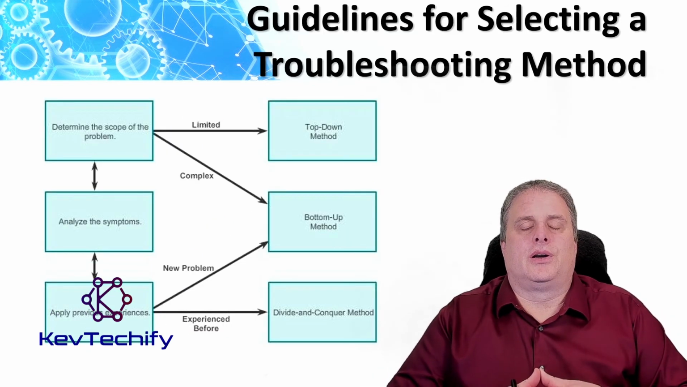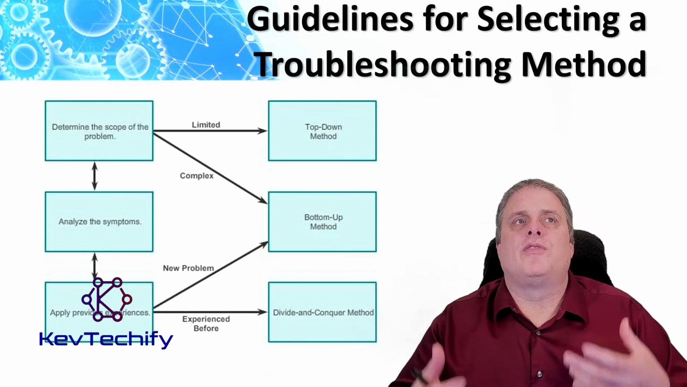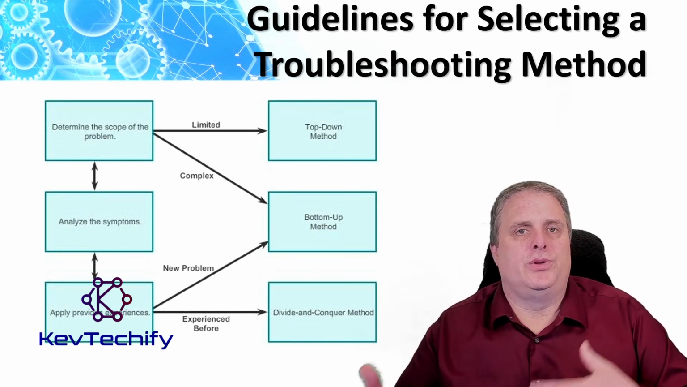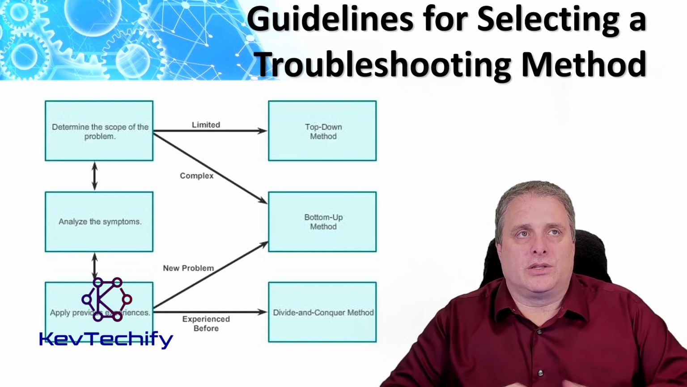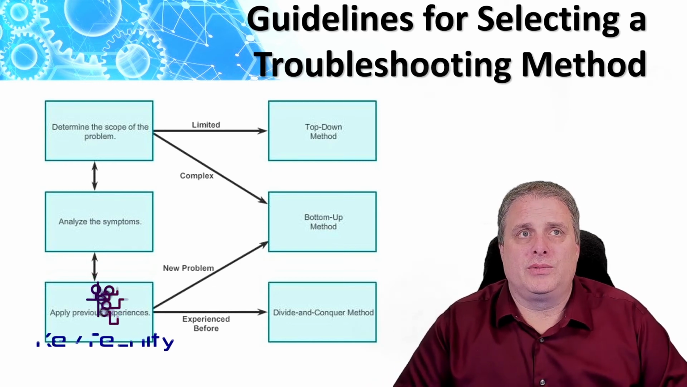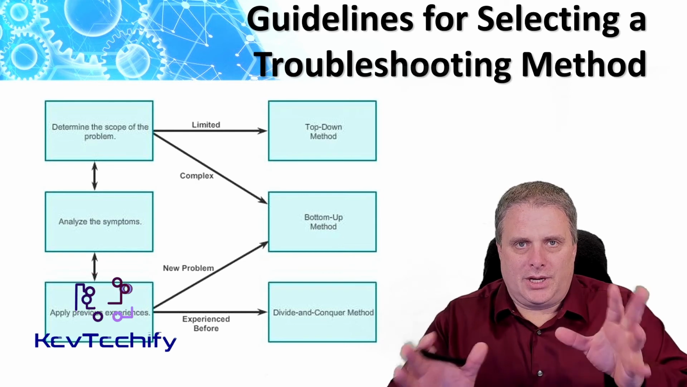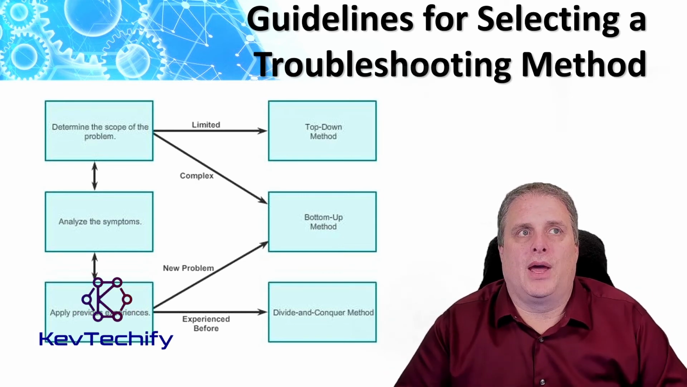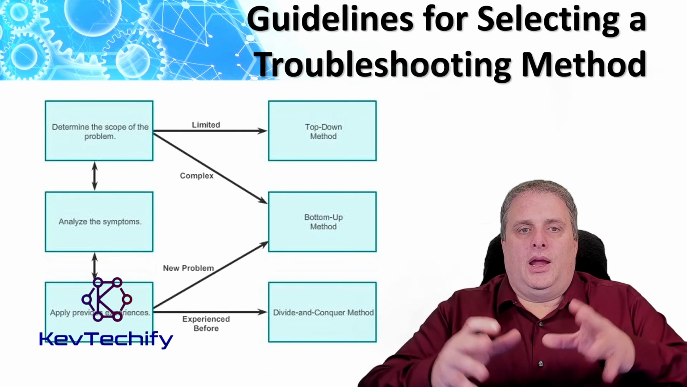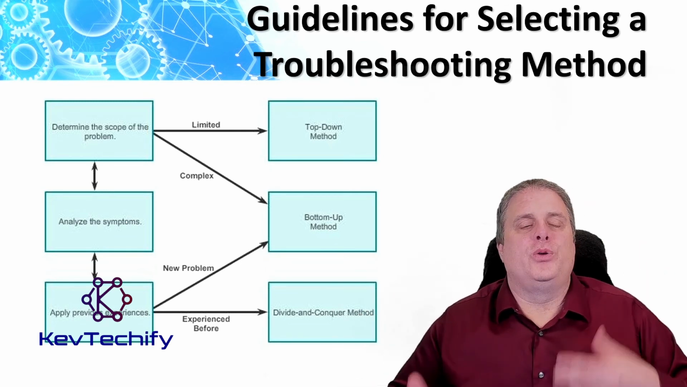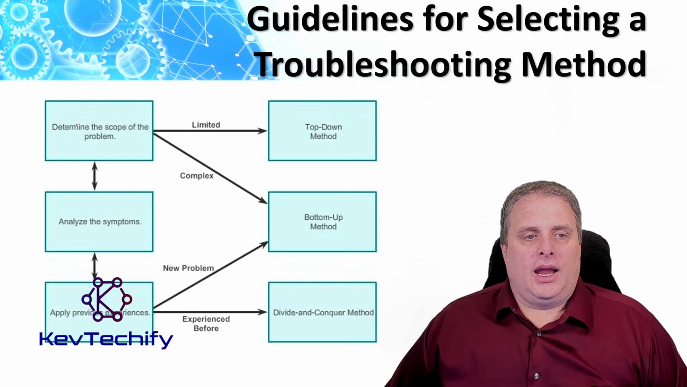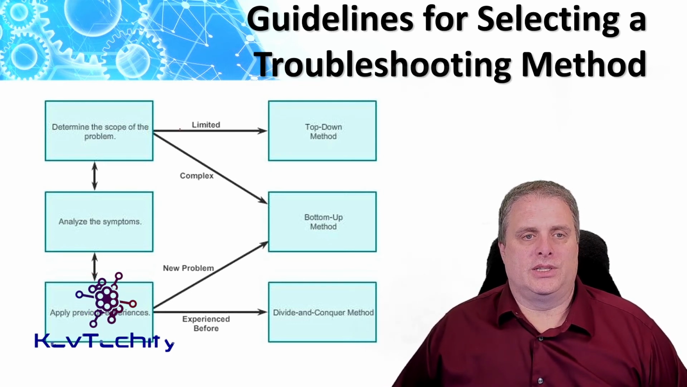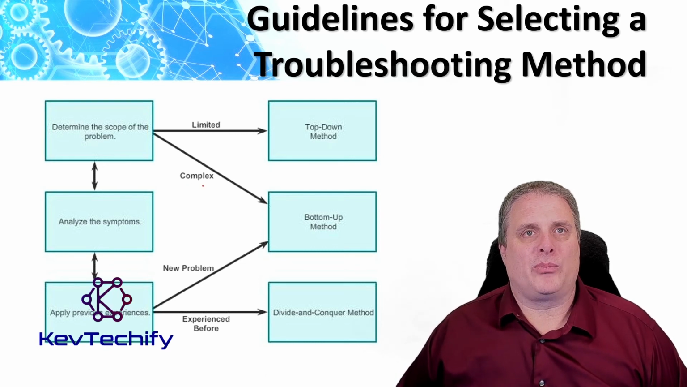As you look at your troubleshooting, you should have a method for selecting the best process for you to troubleshoot. Now, to quickly resolve these networking problems, take a couple minutes here to select the most effective network troubleshooting method. And here's a diagram that will help you look at this. As you look here, you can determine the scope. Is it a big one? Is it limited? Is it complex?